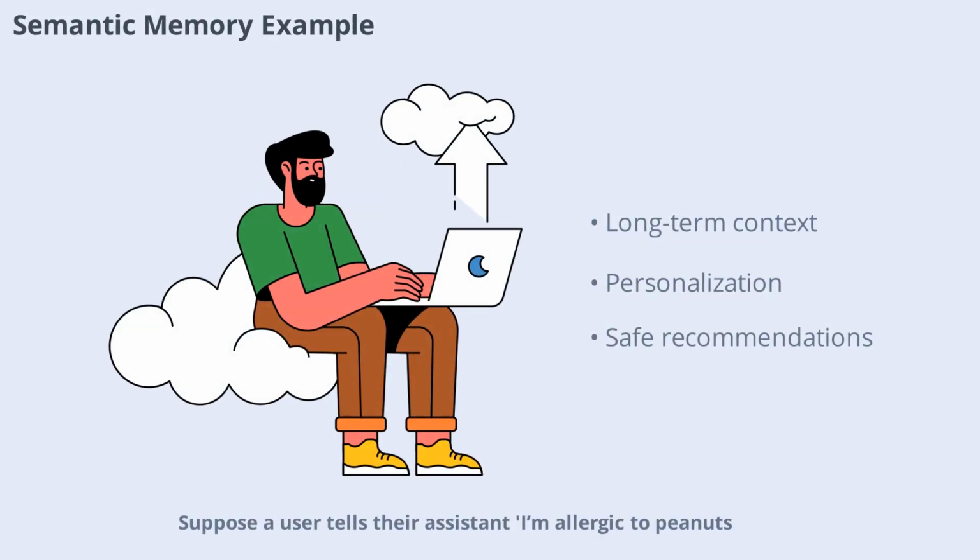Suppose a user tells their assistant, "I'm allergic to peanuts." The semantic memory plugin saves this fact. Months later, when the user asks for restaurant recommendations, the agent recalls this memory and filters out options that use peanut oil, delivering a safer, more personalized experience.